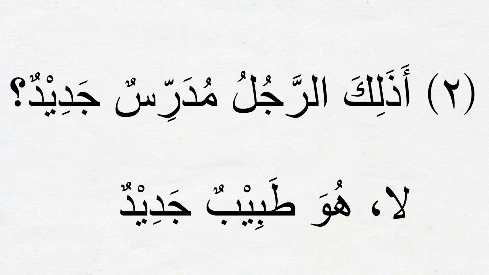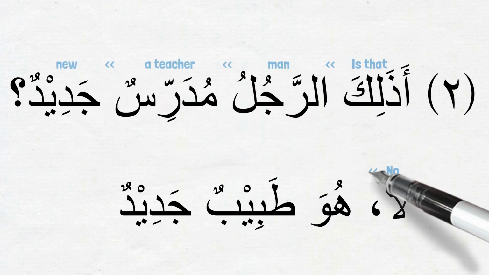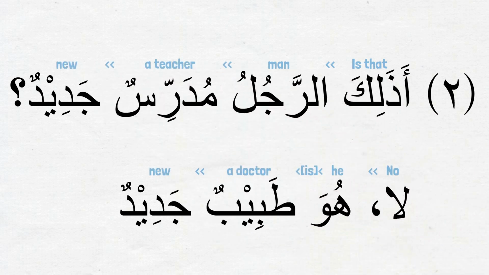The second sentence, أذلك الرجل مدرس جديد؟ لا هو طبيب جديد. We can translate this sentence as, is that man a new teacher? No, he is a new doctor. Can you identify the na'at and man'ut in the question?